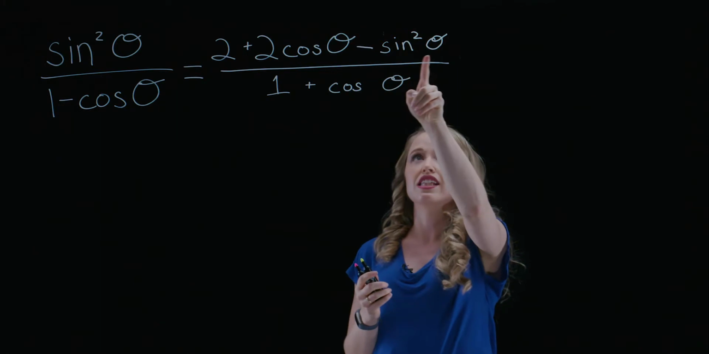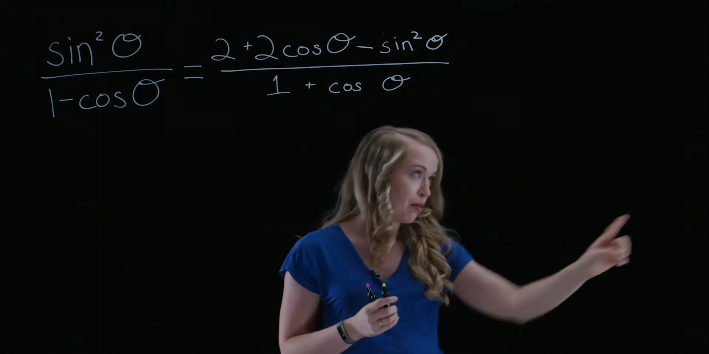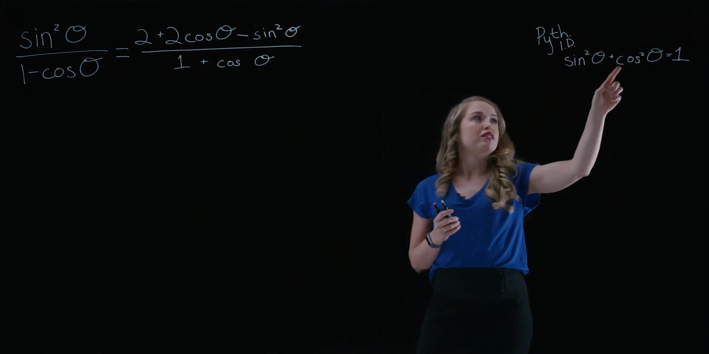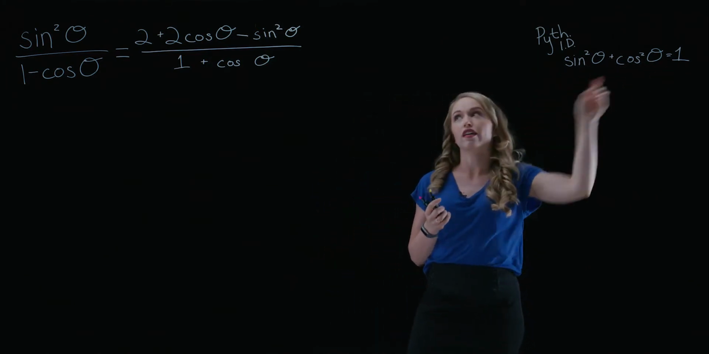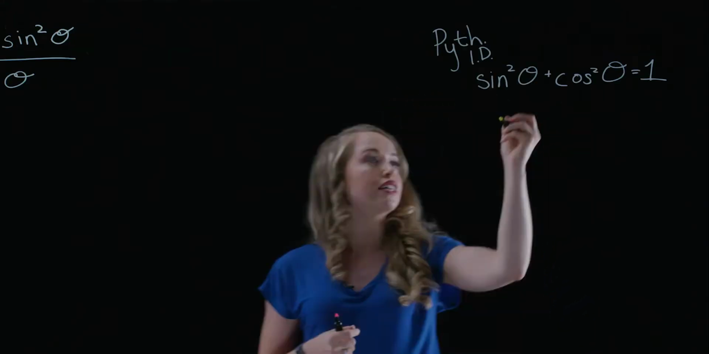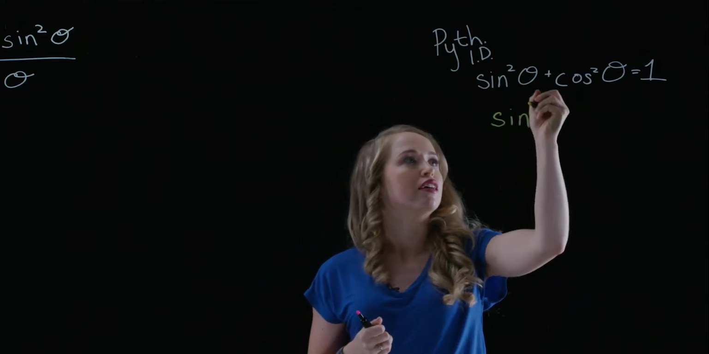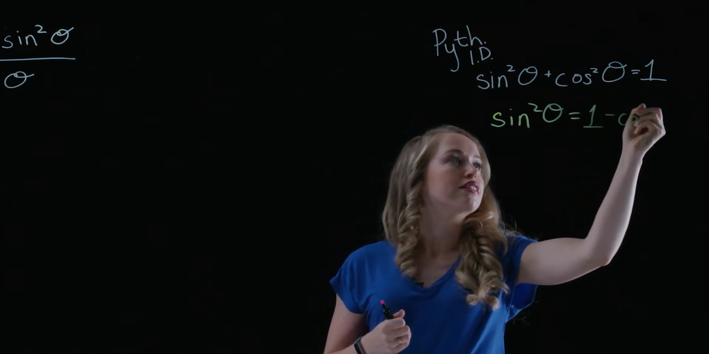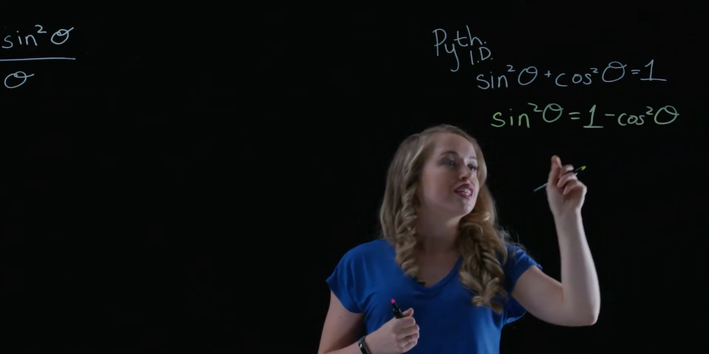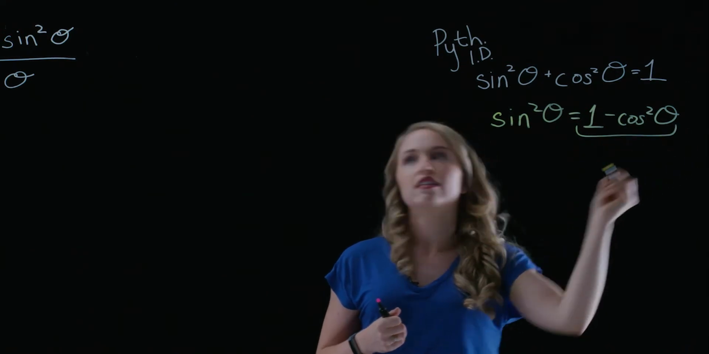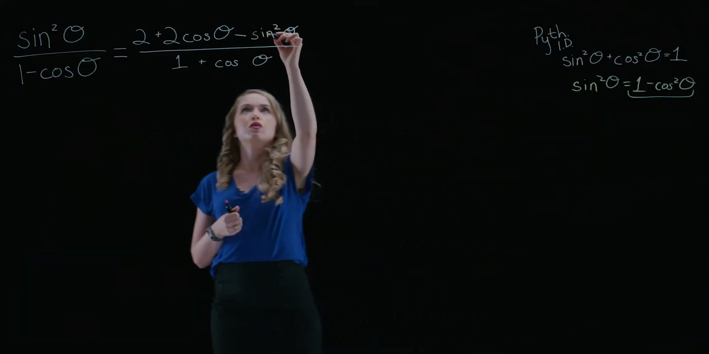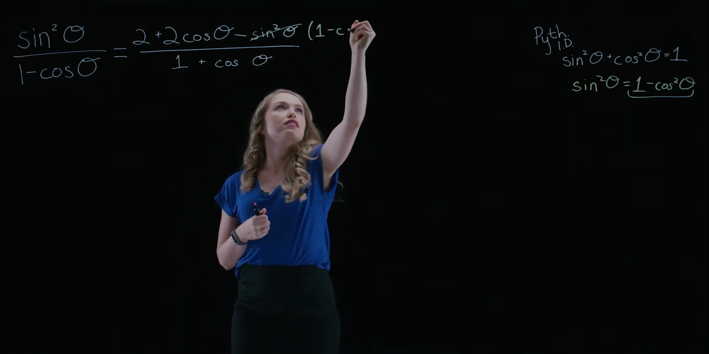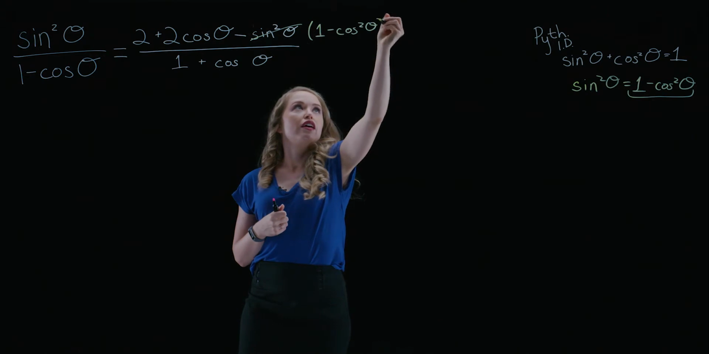I notice here I have a sine squared theta. So I'm going to pop over to my Pythagorean identity, where I see sine squared theta plus cosine squared theta equals 1. I can manipulate that identity to get sine squared theta by itself as such. Once I've done that, I can take this piece and replace my sine squared theta here with instead 1 minus cosine squared theta. Perfect.